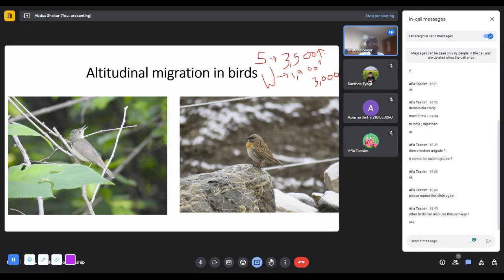This happens mostly in mountain ranges, especially the Himalayas, which is one of those examples. Wherever you have this type of mountain range, at least some species show this altitudinal migration. There are some species that can withstand these cold temperatures. They just stay there.